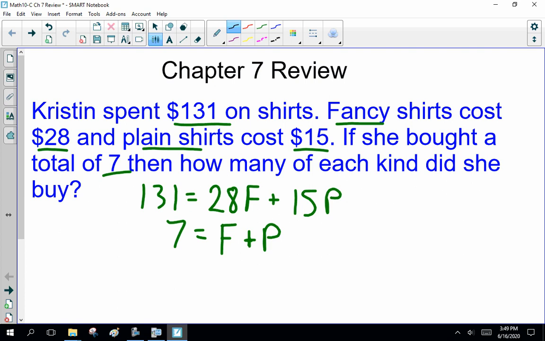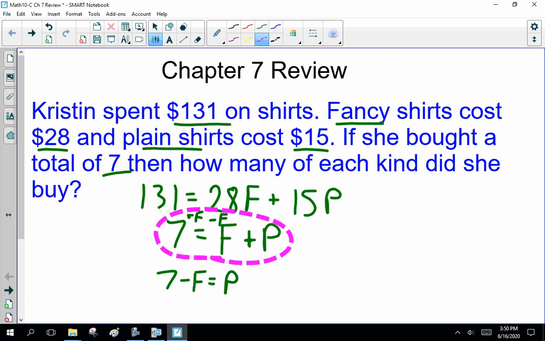We could multiply the bottom equation, 7 equals f plus p, by minus 15, and then we can get our p's to cancel out. But probably substitution is easiest here. I'm going to rewrite this just as p. So how do I get rid of plus f? Subtract f from both sides. So 7 minus f equals p. And that I substitute into here.